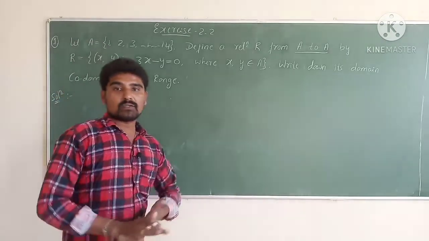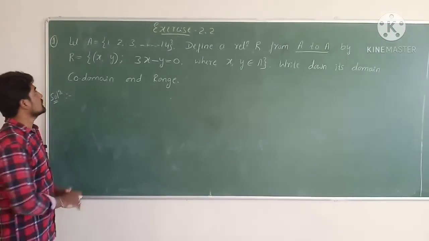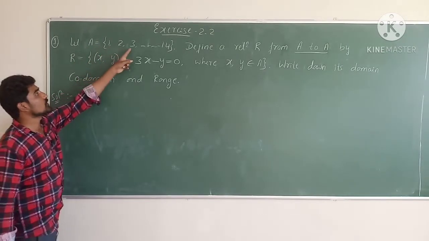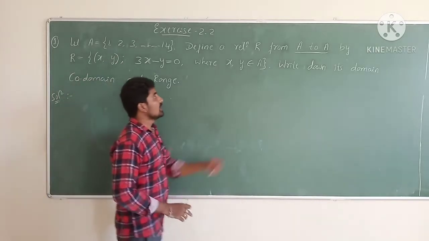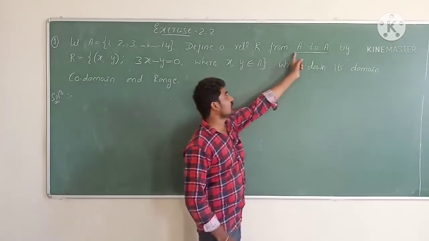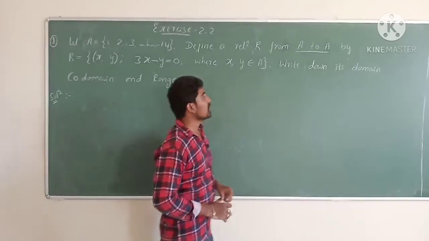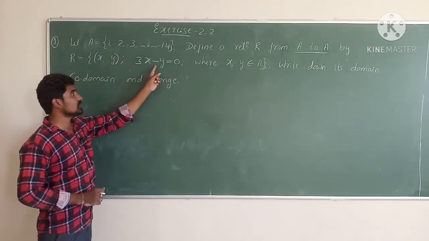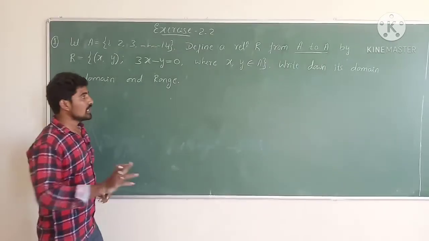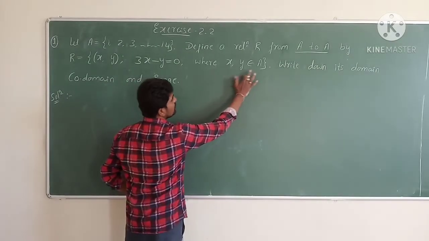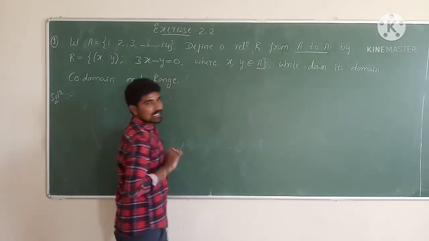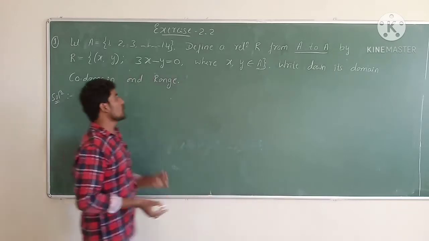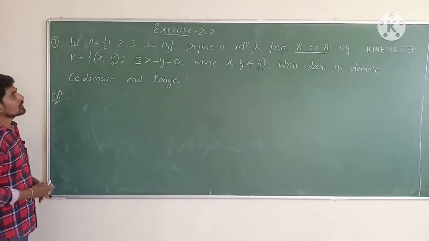Now exercise 2.2, the first question is: let set A have the elements 1, 2, 3 up to 14, and the relation R is defined from set A to set A, and the relation between x and y is 3x minus y equals 0, and the condition is both x and y must belong to the set A. The question is, write down its domain, codomain and range.